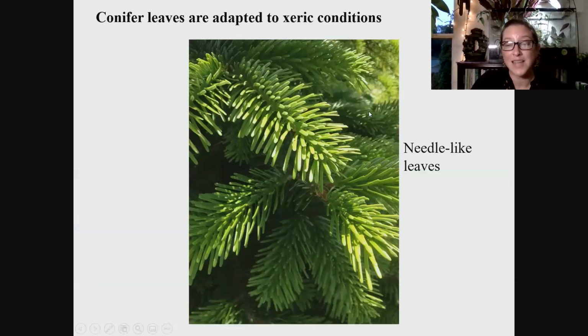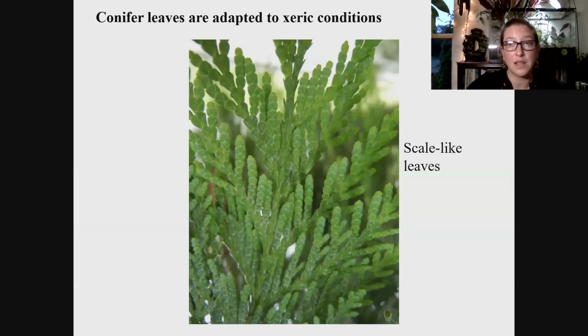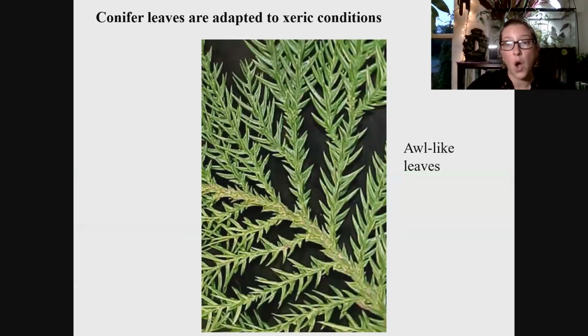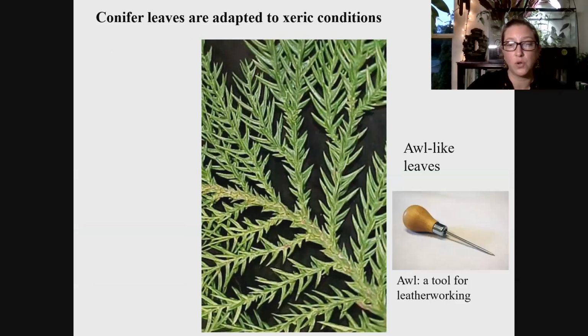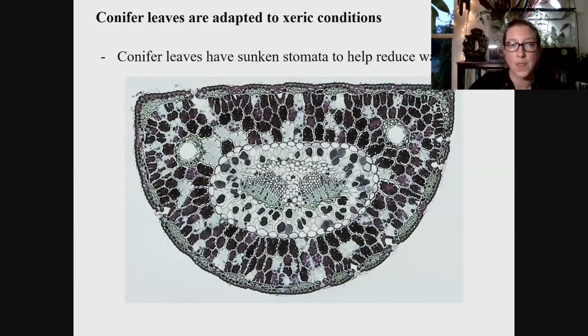So they're adapted to these environments, and the way they have adapted is by their leaf shape. Some conifers have these needle-like leaves, which don't have a lot of surface area, so it helps them deal with the cold. Scale-like leaves, awl-like leaves, which are named after this old leather working tool called an awl. Some of them have more laminar leaves, more like leaves we're used to, where they're flatter and greener and maybe a little broad.